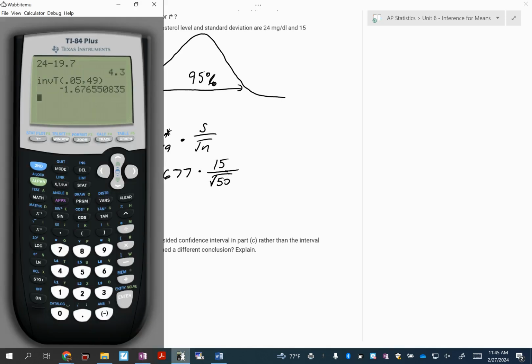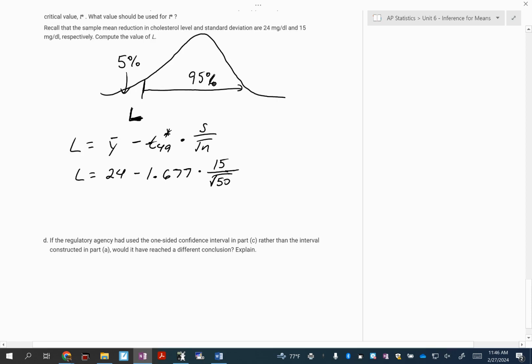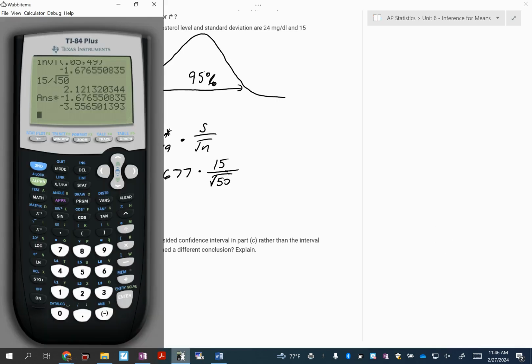All right, so if I do this, I'm going to multiply this by 15. Oh, wait, hold on, sorry. Let's do this right. So let's do 15 divided by the square root of 50. And then that times that critical value. I'm going to leave it as a negative because it's going to make a subtraction. And then I'm just going to do 24 plus that, which again is really 24 minus the 3. So if I do this plus 24, I'll get my low number, which is 20.44.